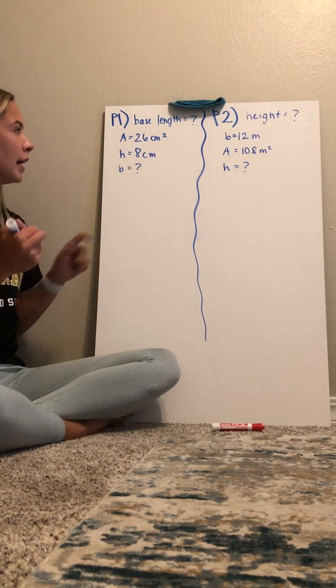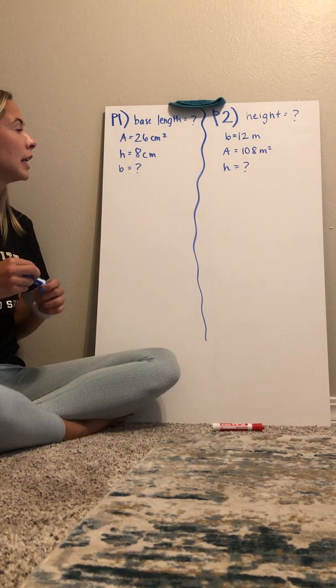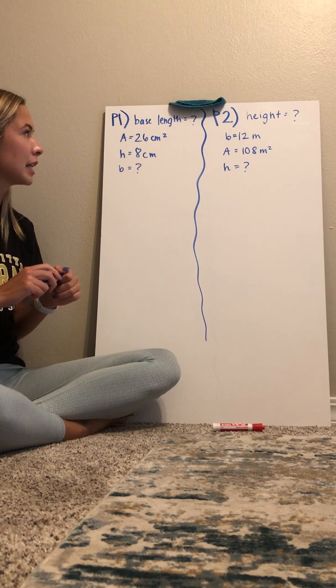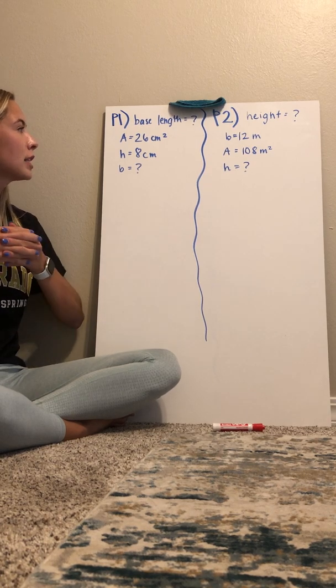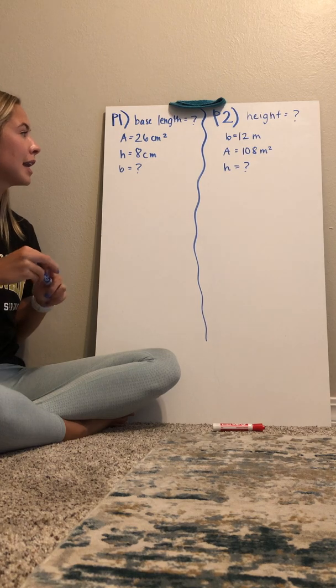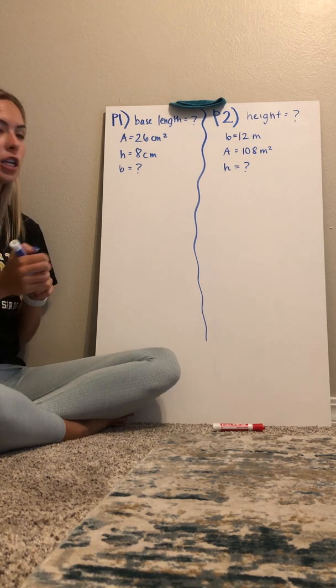So let's look at problem 1. We're looking for the base length, and our area is 26 centimeters squared, and our height is 8 centimeters. So our B is unknown.